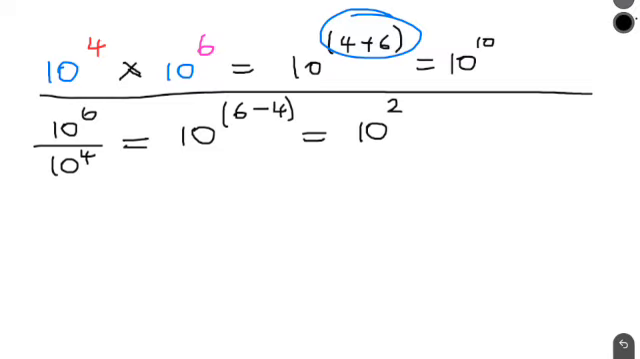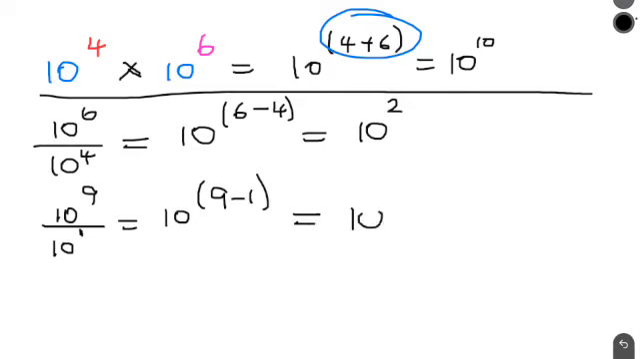If we have 10 to the power of 9 divided by 10 to the power of 1, that's simply 10 to the power of 9 minus 1. 9 minus 1 will give you 8.